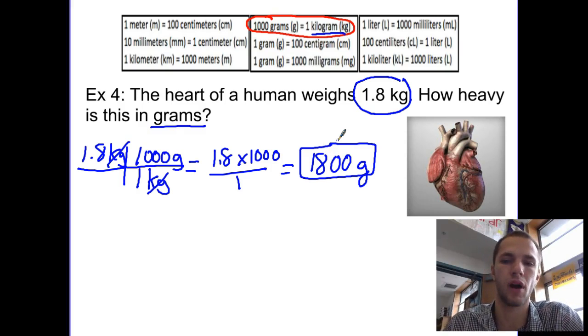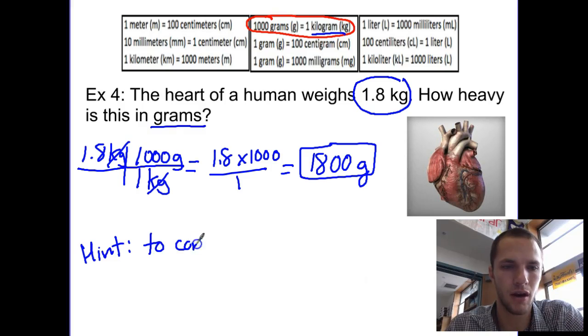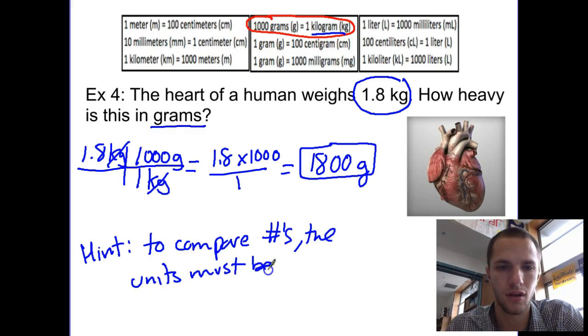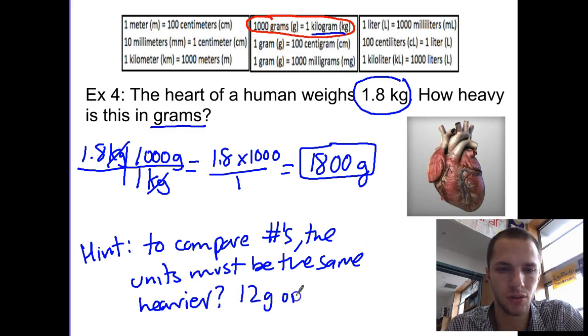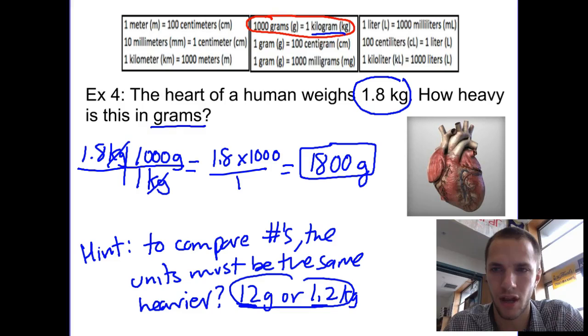Now, there will be some challenge problems after these practice ones that I give you. And if you want to do the challenge problems, my hint would be to compare numbers. The units must be the same. So for example, if I said, which is heavier? 12 grams or 1.2 kilograms. You can't just compare the numbers because the units are not the same. You have kilograms and grams here. So you might have to do a conversion before you do those problems.